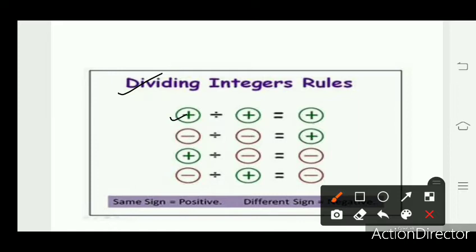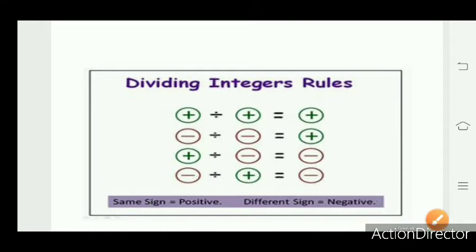Now when we divide one positive and one negative number, we get our quotient in negative. Now when we divide one negative and one positive number, we also get our quotient in negative. Now remember one point here, student: same sign equals positive and different sign equals negative.